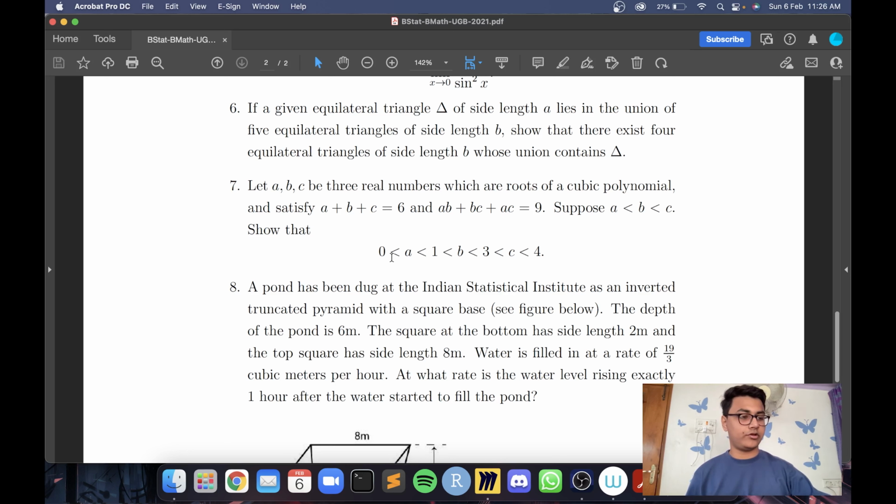Next, we have a geometry question, which the statement of the question might be a little unclear, but actually the solution is very small, maybe the smallest solution in this whole paper.